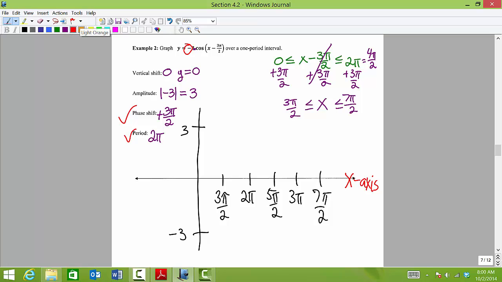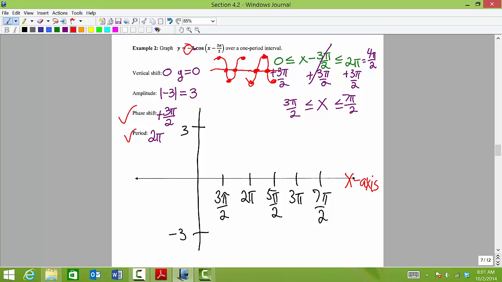So let's draw a quick picture of what the vertical flip is going to look like. We know that cosine starts high, goes back to the x-axis, goes to the minimum, goes back to the x-axis, and then goes back to the maximum. Since we're doing a flip, it's going to look exactly opposite of that. It's going to start at the min, go to the x-axis, go back to the max, to the x-axis, and then back to the min.